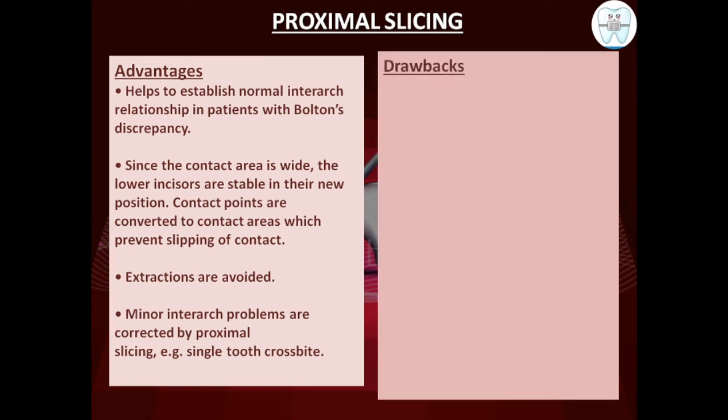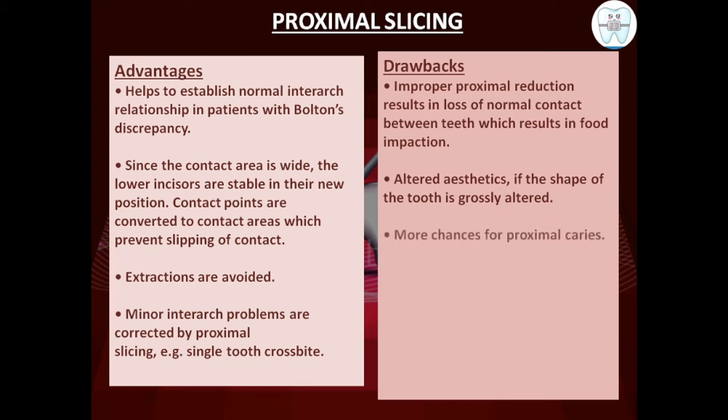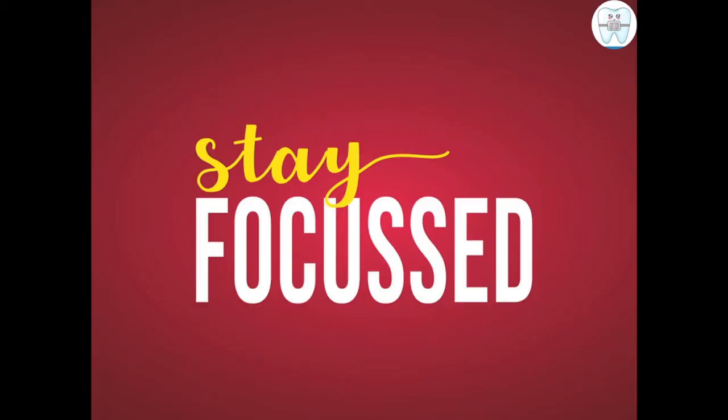What are the disadvantages of proximal slicing? There is improper proximal reduction which would result in loss of normal contact between the teeth जिसकी वजह से food impaction होगा. Altered aesthetics if the shape of the tooth is grossly altered. Then more chances for proximal caries. Then plaque and calculus deposits do result in gingivitis. After that, there is hypersensitivity and unsightly appearance with enlarged embrasures are also seen.